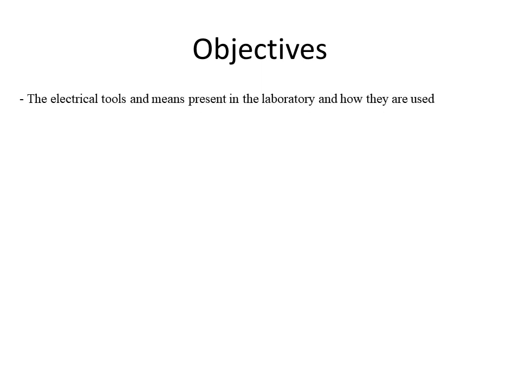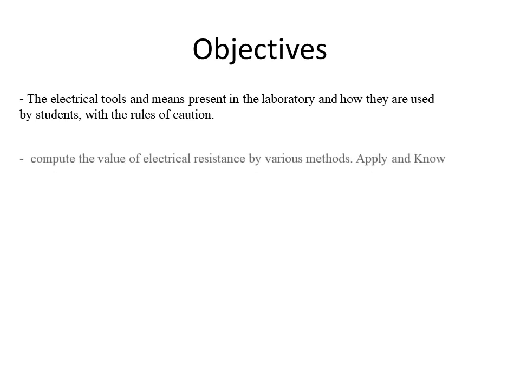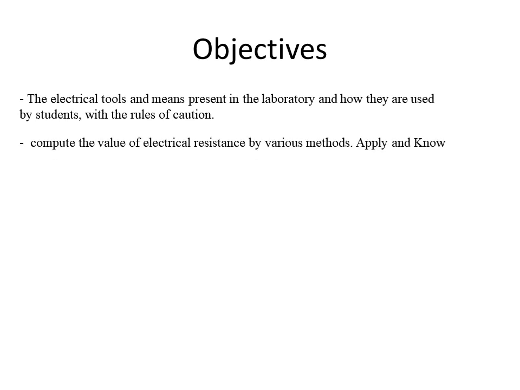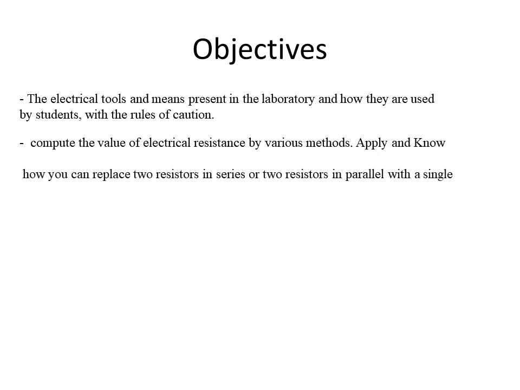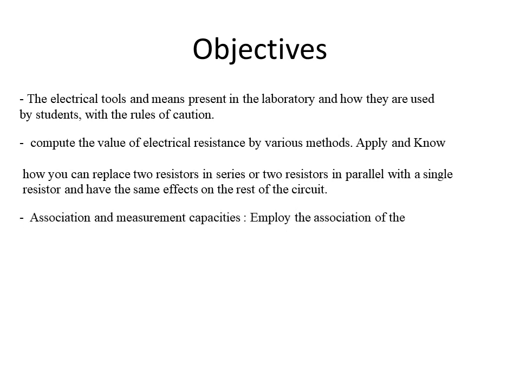The objectives are the electrical tools and means present in the laboratory and how they are used by students with the rules of caution. The second objective is to compute the value of electrical resistance by various methods. Apply and know how you can replace two resistors in series or two resistors in parallel with a single resistor and have the same effects on the rest of the circuit.